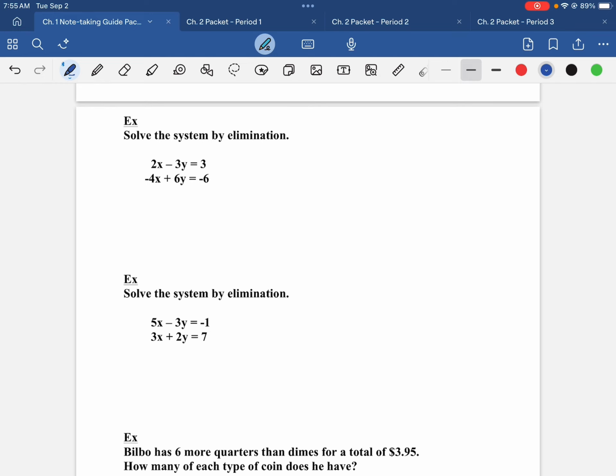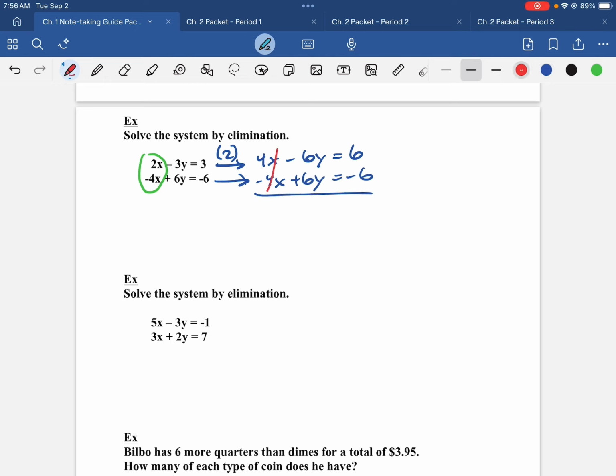So first thing I would think, well, what if I just added right now? The x's and y's would not eliminate yet. So let me try doubling the first equation, because then I'd have 4x and negative 4x. Okay, so let's see what happens here. If I double everything in the first equation, I get 4x minus 6y equals 6. Second equation, I'm just rewriting it as it is.